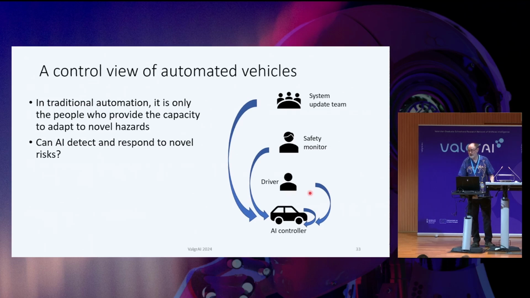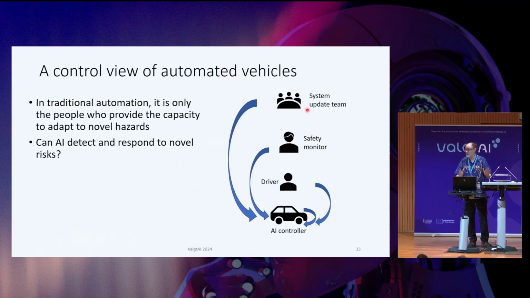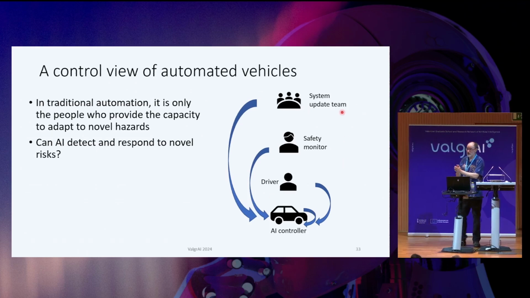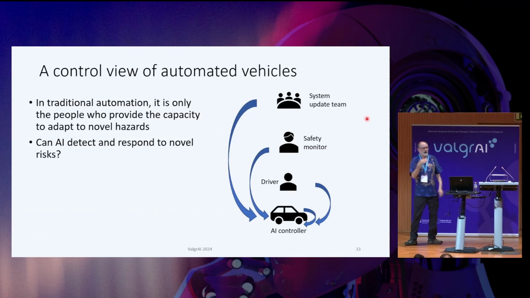We have the driver, under the condition that this is not a fully autonomous vehicle, but relies on the driver to intervene sometimes. We know that there are safety monitors for some of the self-driving cars. And of course, there's the system update team that releases revisions to the software, maybe also changes to the hardware, and so on. So as an AI person, the question that comes to my mind is, can AI techniques help with this process? Traditionally, it has only been the humans in the system that provide the adaptive capabilities of these systems.